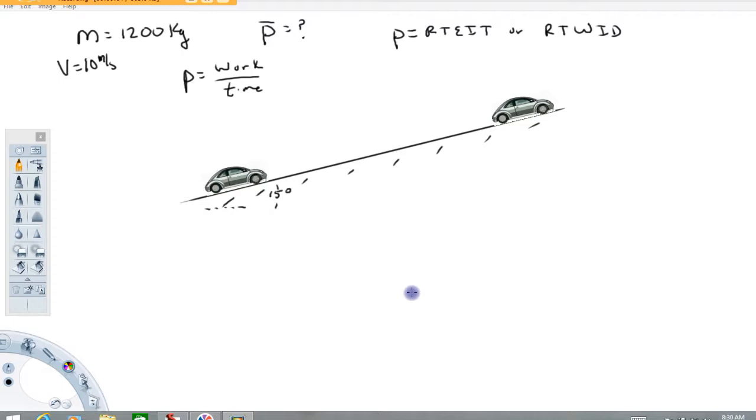I'm making this video to provide an example of how to calculate the average power output of a motor. So what we're looking at here, we have this vehicle, and imagine that it's driving up this hill sloped 15 degrees with the horizontal at 10 meters per second. For this example, we're going to assume it has a mass around 1,200 kilograms, and we're going to try to calculate the average power delivered by the motor.